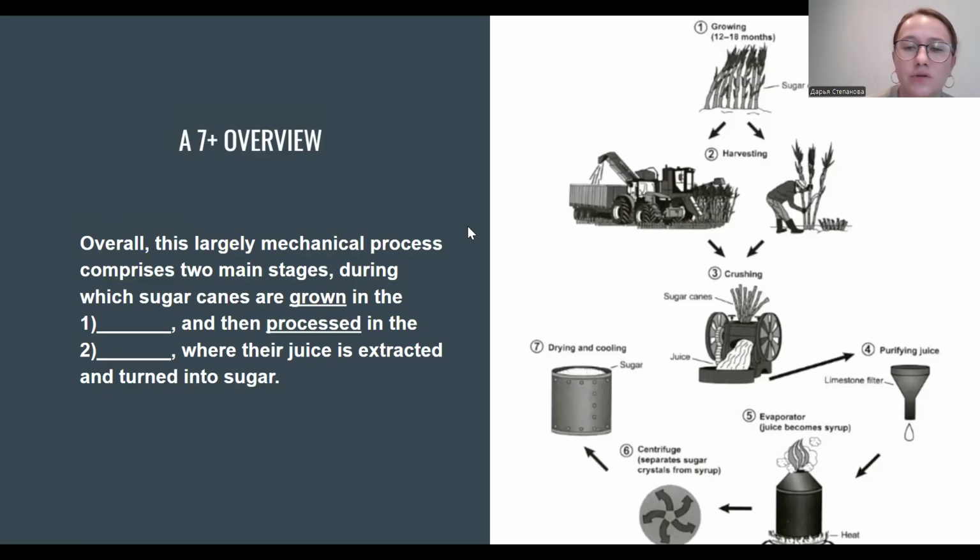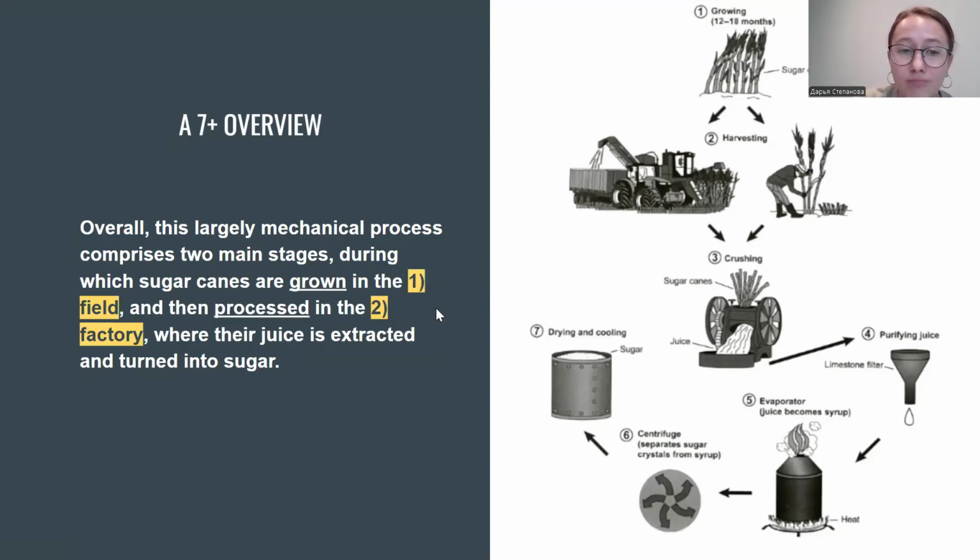Karina, by the way, has mentioned this point. Perfect, yeah. But not farm, yeah, field. Farm should be like with cattle. Yeah, factory, yeah, field and factory. Sure. Perfect. So in this case, it's going to be sugar canes are grown in the field and then processed in the factory.